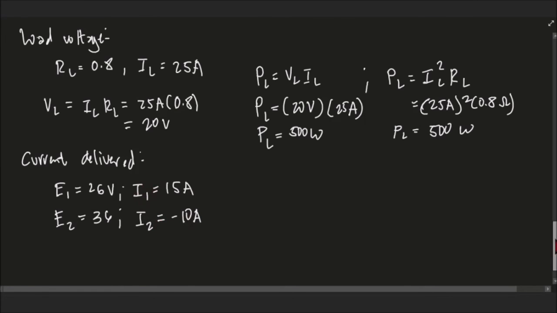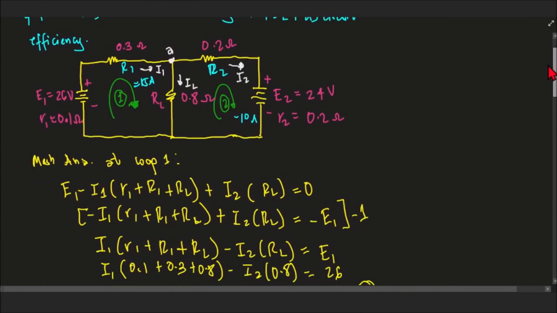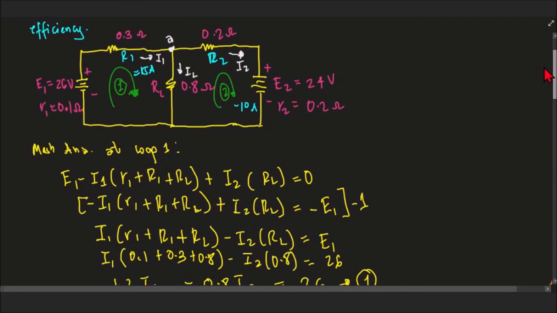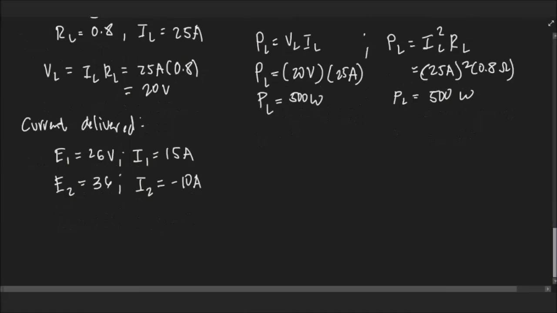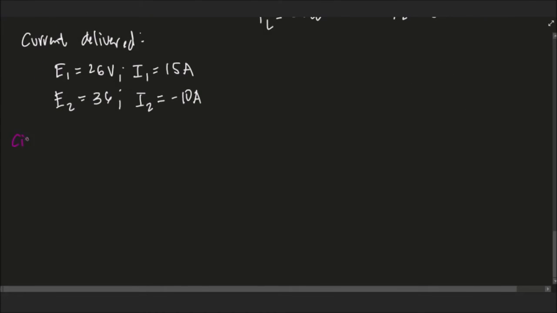Then the last one is the circuit efficiency. To get the circuit efficiency, this is equal to the power on the load over the power of the load plus the losses, times 100. Okay, so we will have a percentage. First we get the PL, which we have already solved. So our PL is equal to 500 watts.